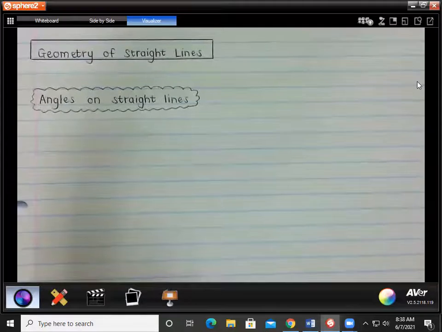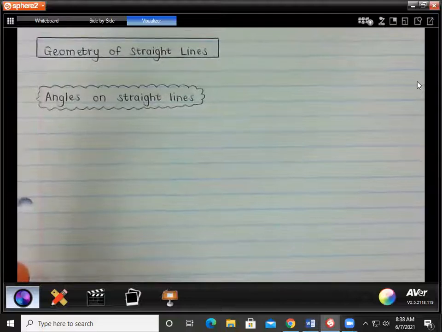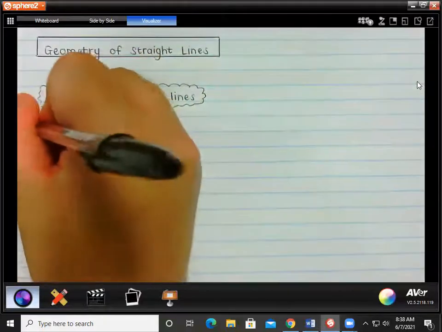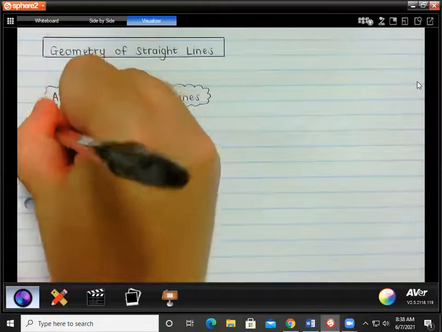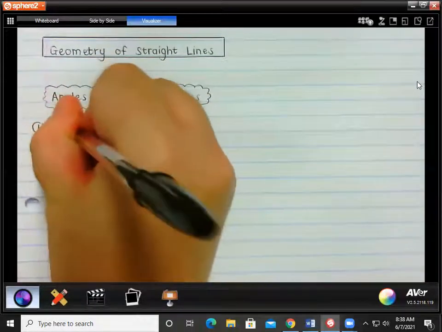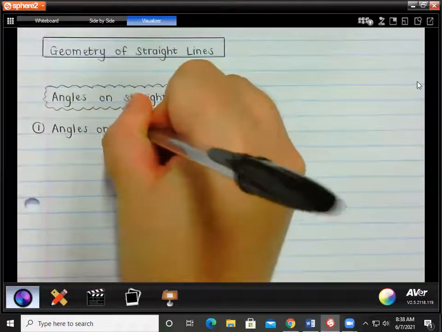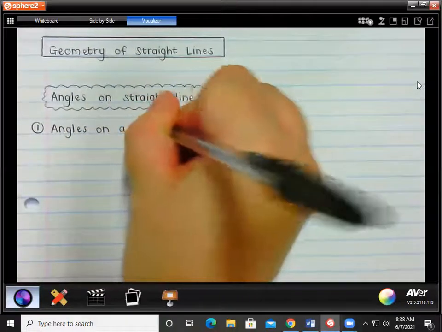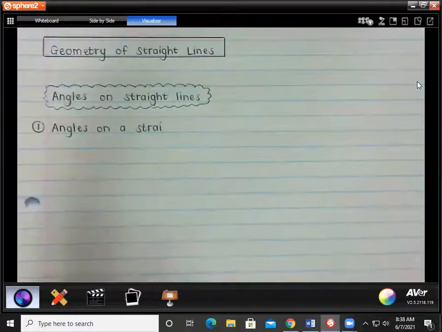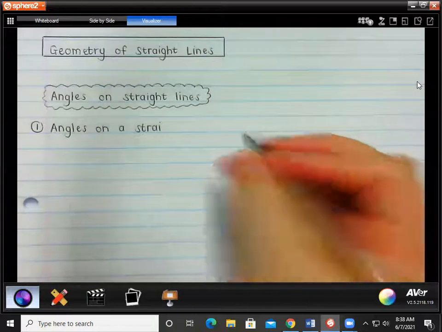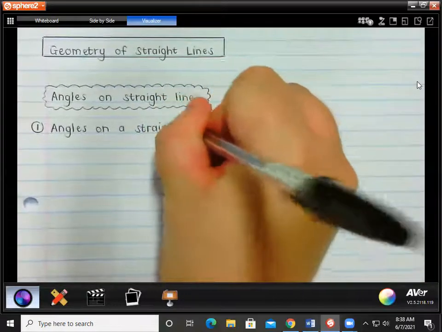Okay, now there are four things actually that we're going to learn just about angles that are lying on straight lines. So the first thing is angles on a straight line, which does look just like the heading, I know, but we are going to talk about other types of angles with regards to straight lines. So this is just the first one. So angles on a straight line.